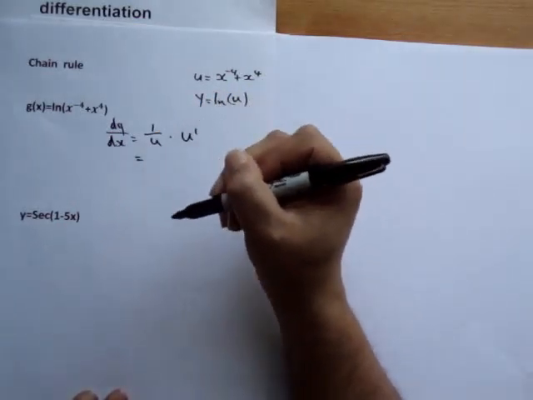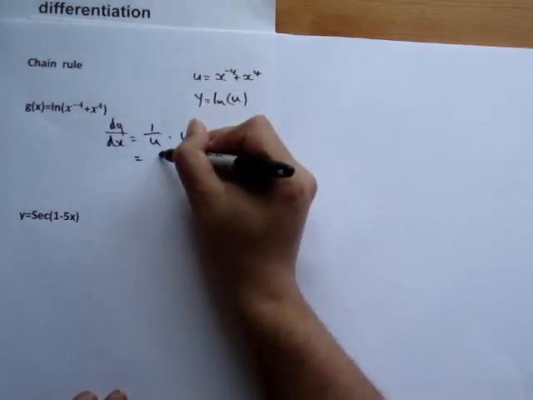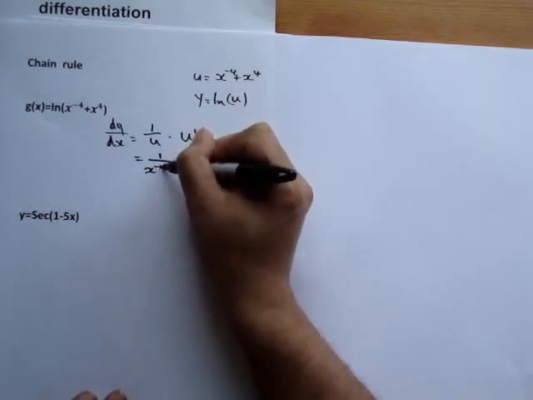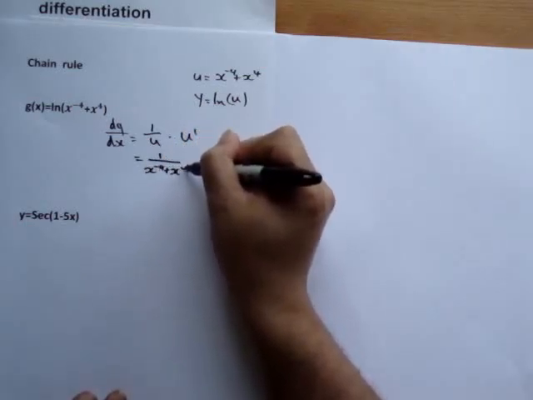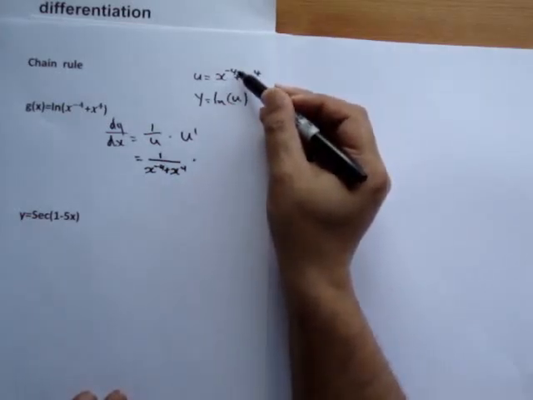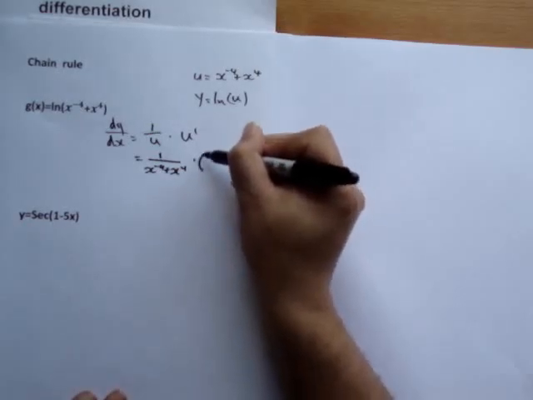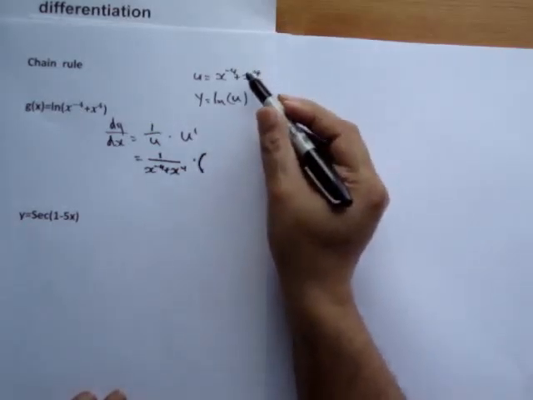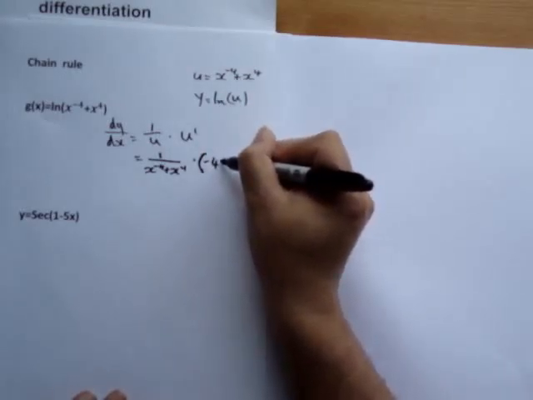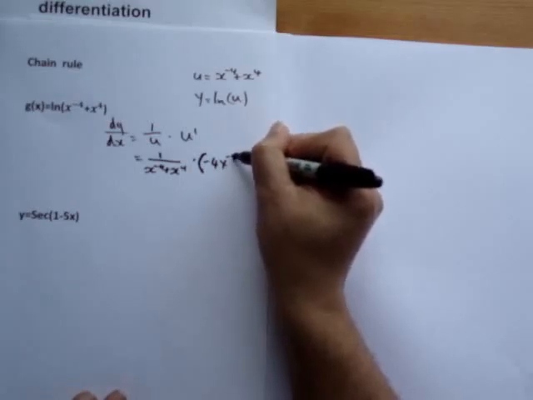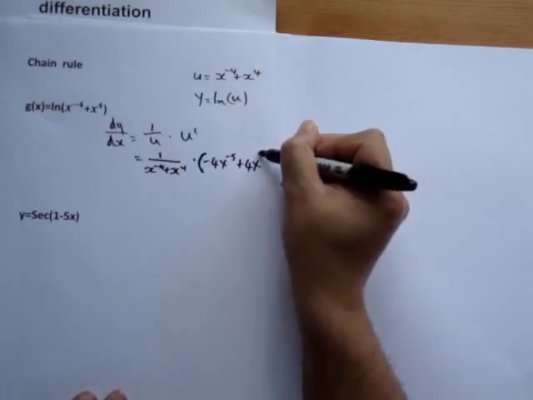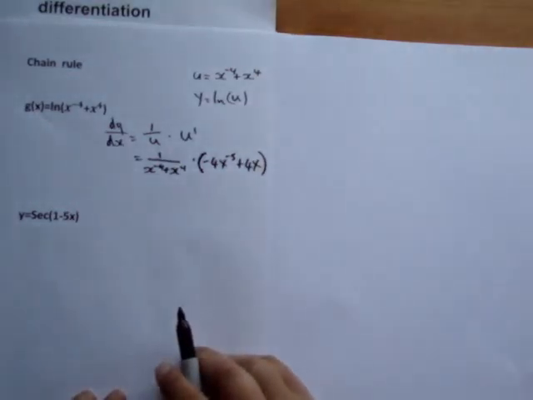So if we replace all the u's now, we get 1 all over x to the minus 4 plus x to the 4th, multiplied by u prime, and u prime when we differentiate becomes, bring the minus 4 down, minus 4, x minus 4 minus 1 becomes minus 5, plus, bring the 4 down, 4x, and that is the answer.